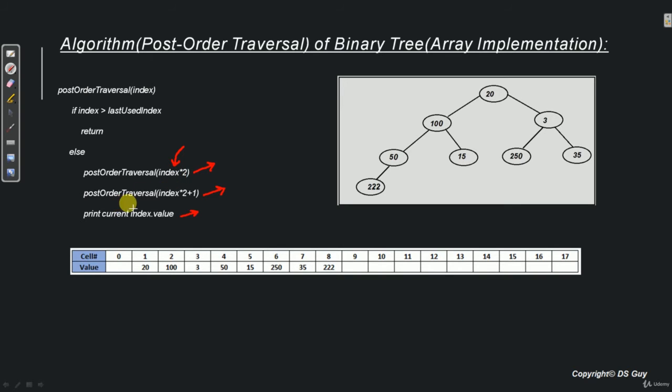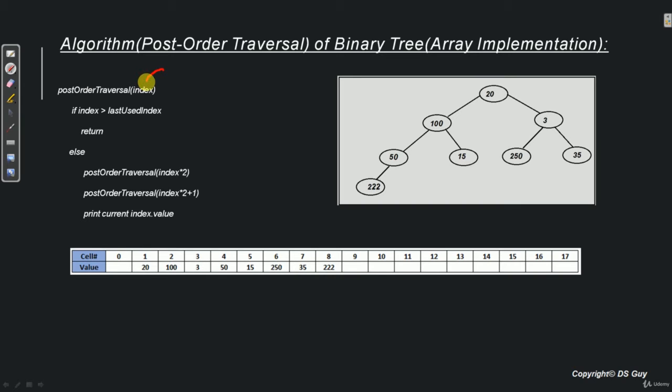Then again, we are calling the same recursive function using again a modified argument. This time it is index into 2 plus 1. So it is nothing but the right subtree, and finally we are printing the root's value. So now let's do a quick dry run of this algorithm.